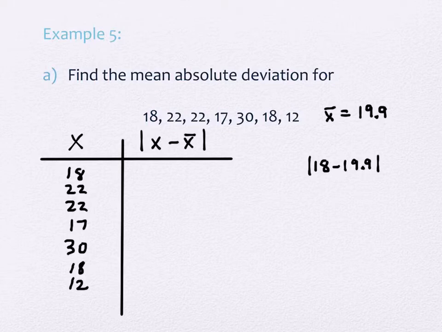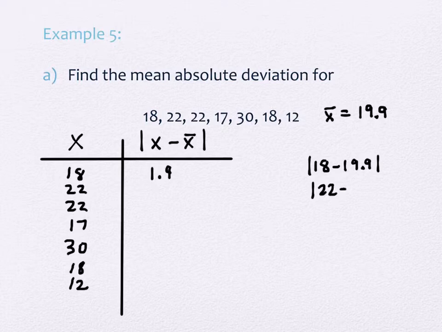So if I take 18 minus 19.9, what do I get? I get negative 1.9, right? Do I want to keep the negative? No, this is absolute values we're working with. So the value I'm writing down here is just going to be the 1.9. Did you guys tell me 1.9? Okay, I think that's what we want, right? Okay. How about 22?